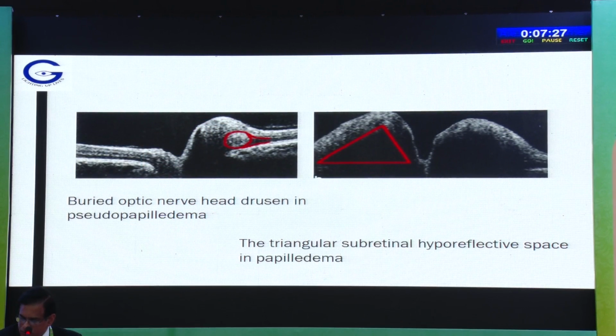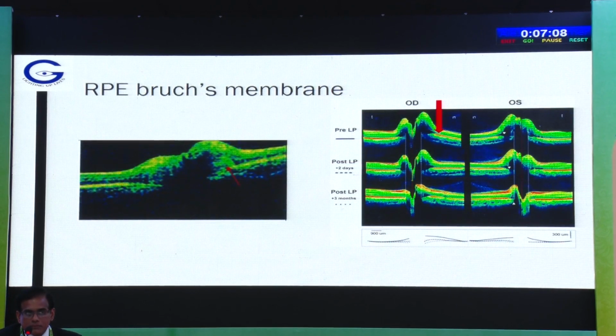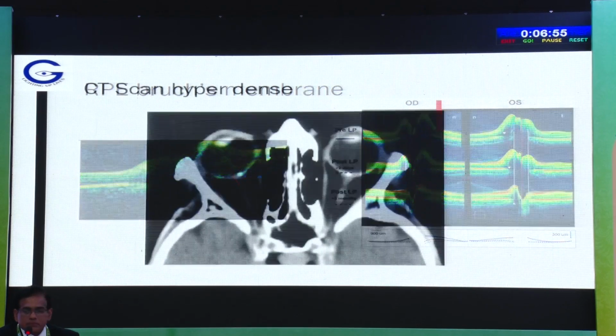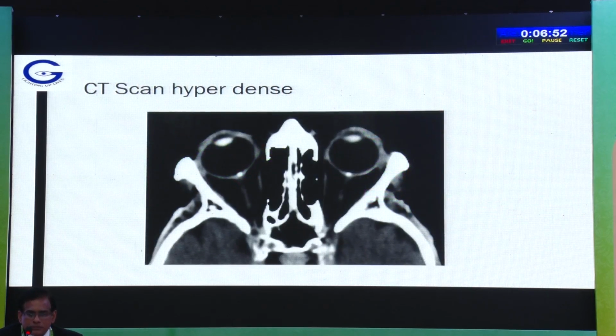In OCT, as shown here, there will be a hyper-reflective ovoid space, which is drusen, and a hypo-reflective triangular space, which is diagnostic of papilledema. And the RPE-Bruch's membrane will be straight in case of drusen, as you can see from here, and in case of papilledema, it will be pushed towards the vitreous. Drusen can also be made out from CT scan, but usually we don't do that.